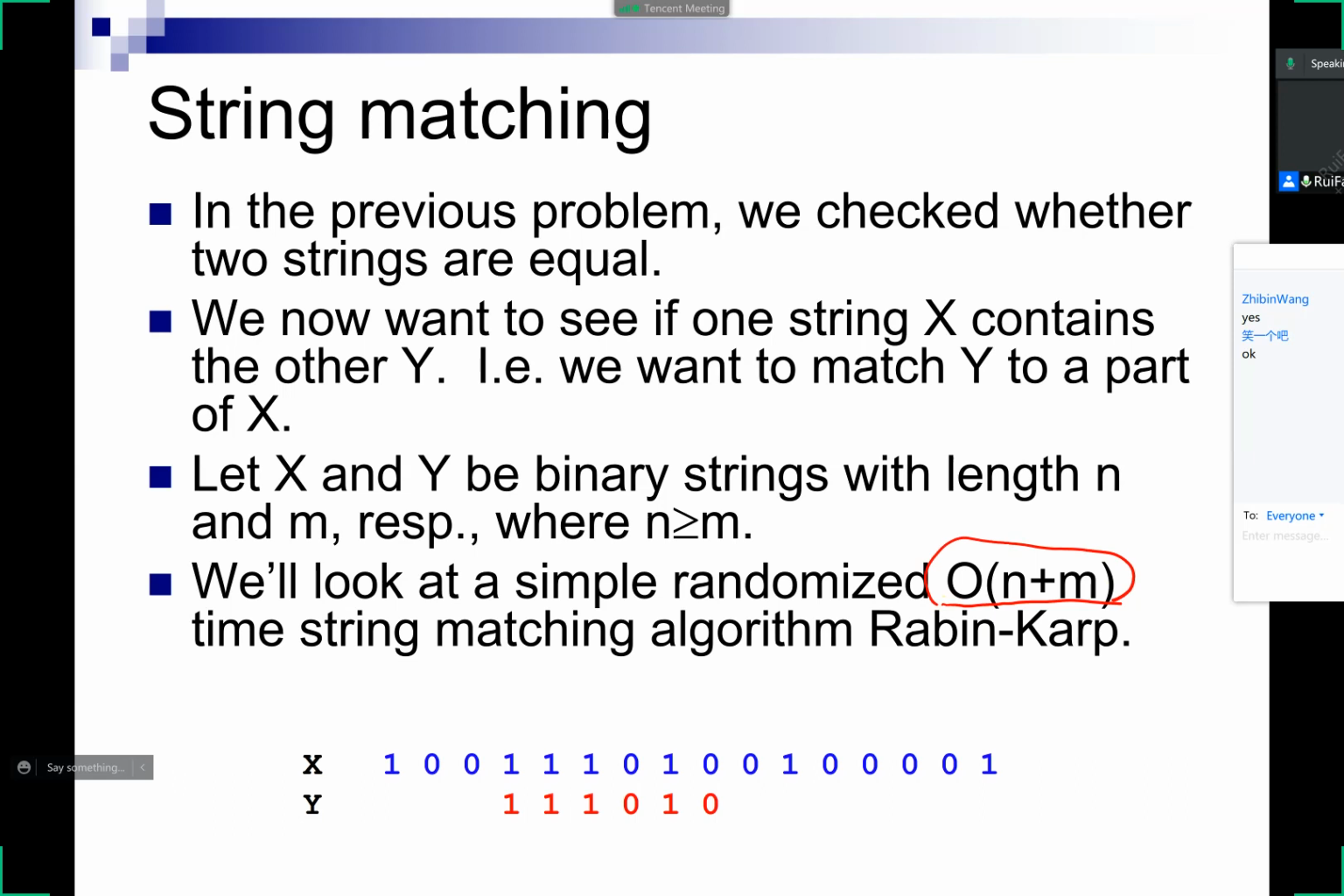And by the way, n plus m is actually the optimal running time, because n plus m is simply the sum of the lengths of the two strings. In order to solve the string matching problem, you have to look at the entire strings x and y. If you don't look at the entire string, then maybe there's a match somewhere and you don't even see that match. So you need to look at the entire string, and that's going to take you n plus m time. This algorithm also takes n plus m time in expectation, and so it's optimal.